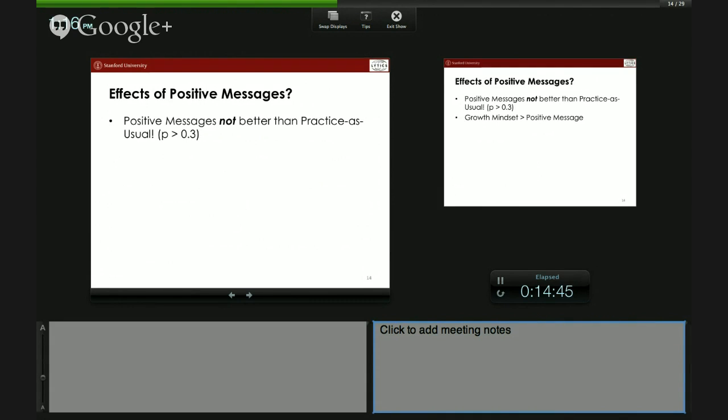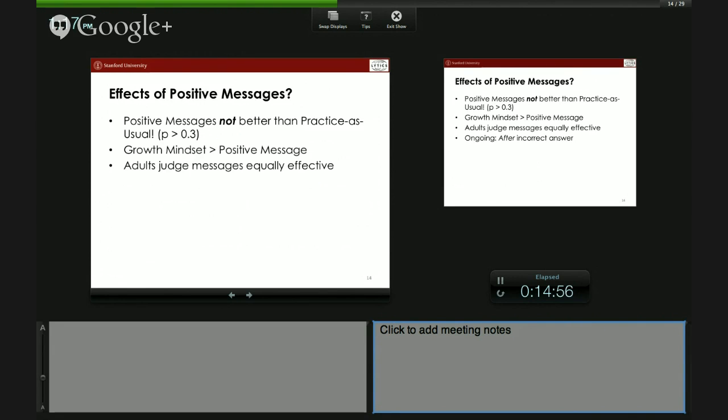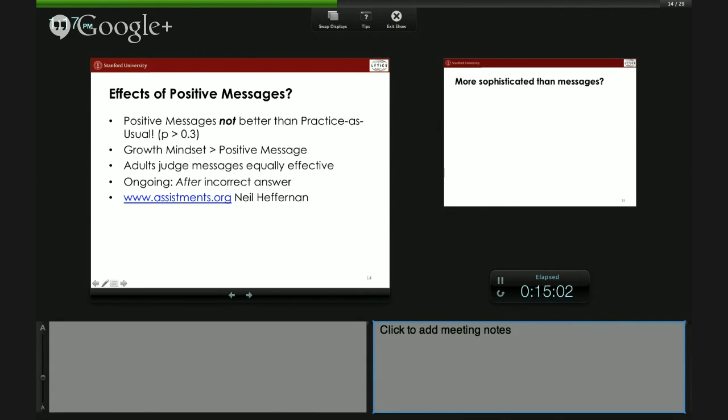Actually, they're not better than showing nothing at all. So nothing is significant with that many students. The growth mindset is still doing substantially better. I'm going to go over this quickly. Adults don't see any differences between these messages. And in ongoing research, we're looking at assessments, because that's a different affordance, whether messages are more effective when you get them only when you make a mistake, instead of just a broad-based blast.